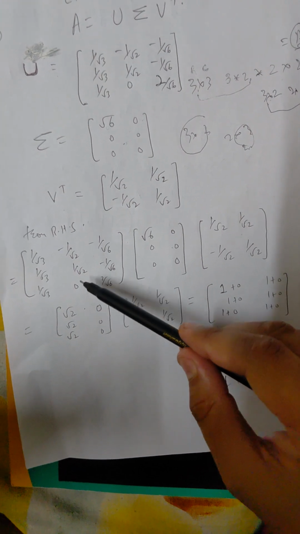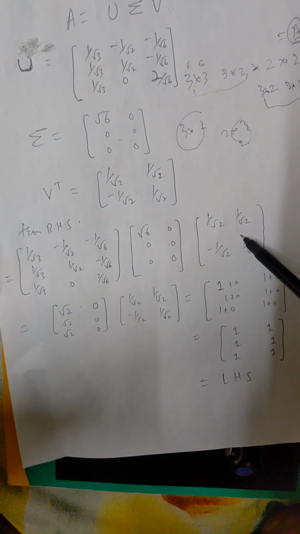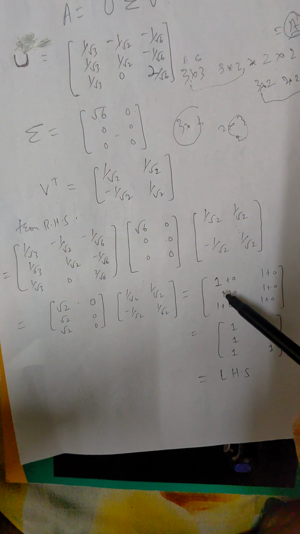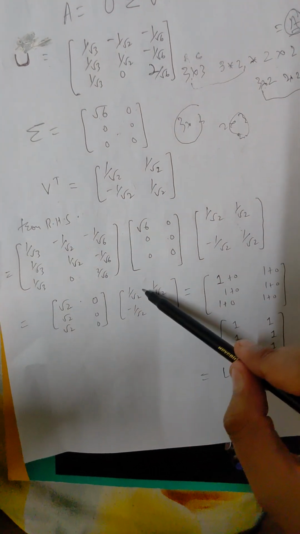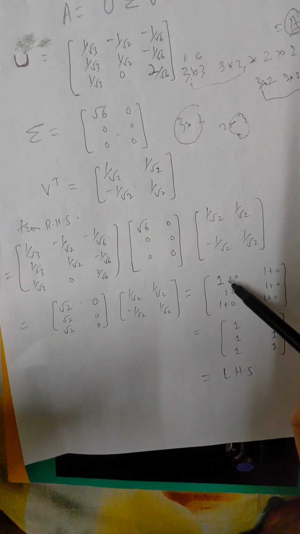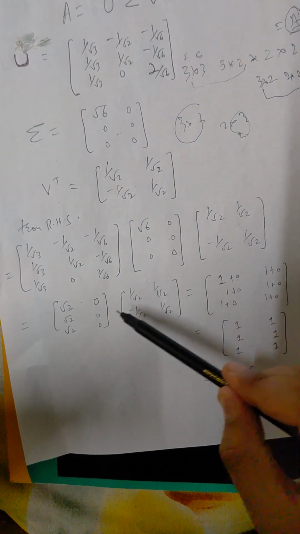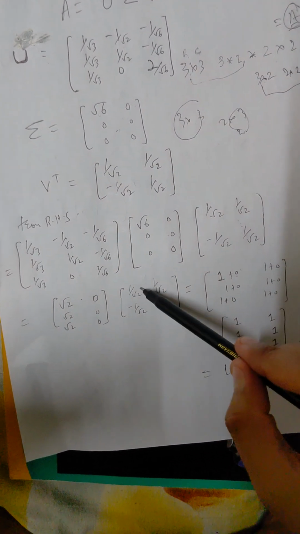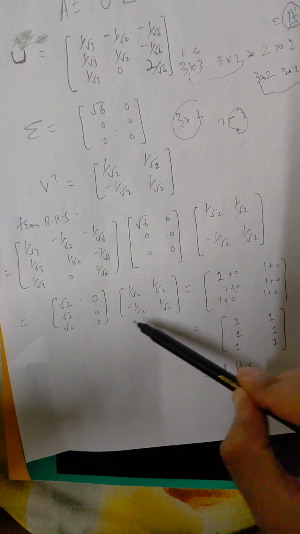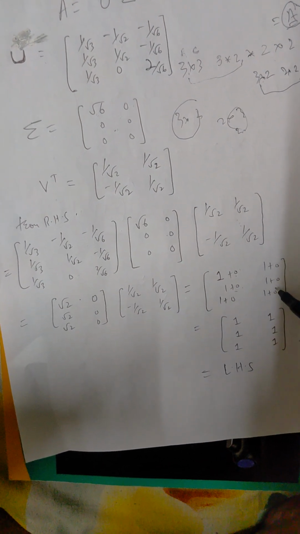When you multiply this with this matrix, root 2 into 1 by root 2 will be equal to 1. Similarly, this into this will be plus 0. Similarly, we take this row and multiply it here. This is 1 plus 0. Similarly, this will be again the same. So we have got it equal to the left-hand side.